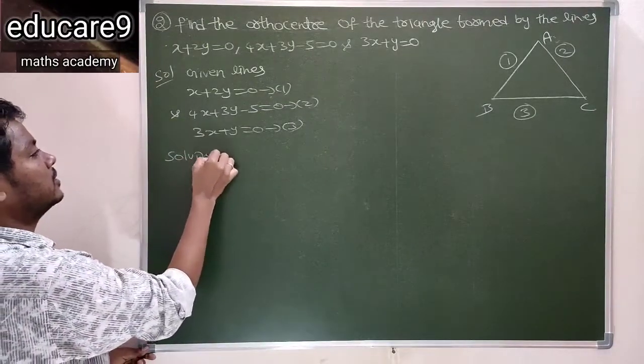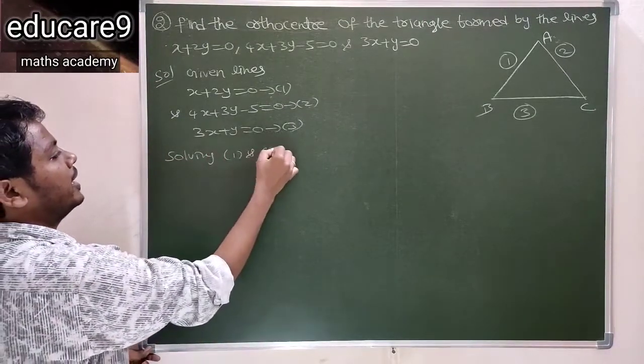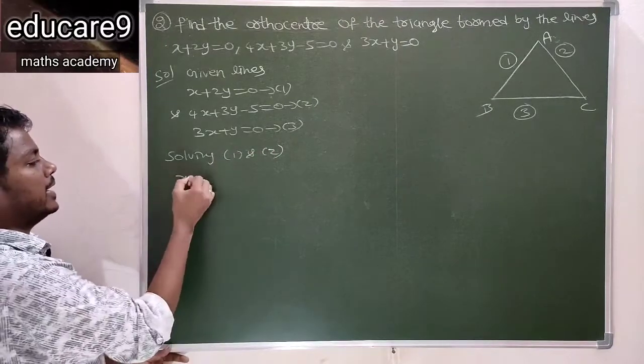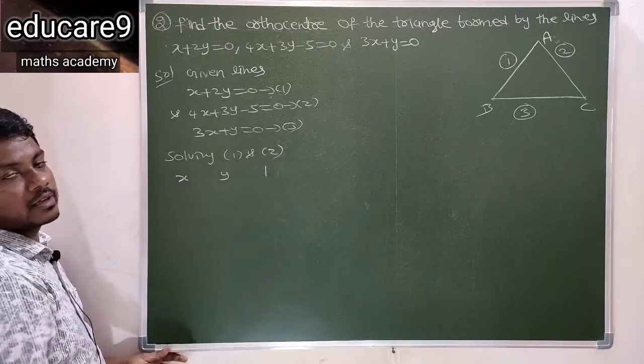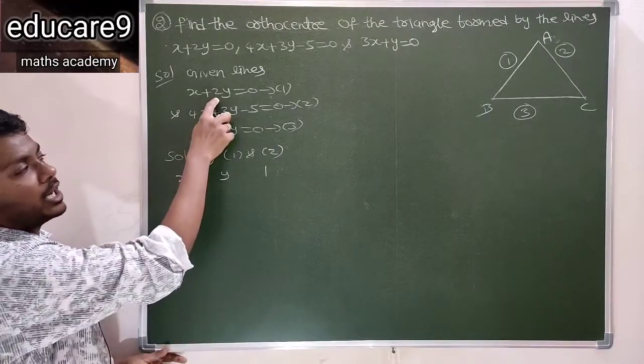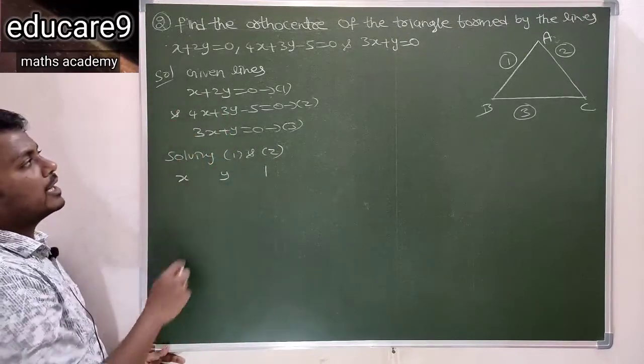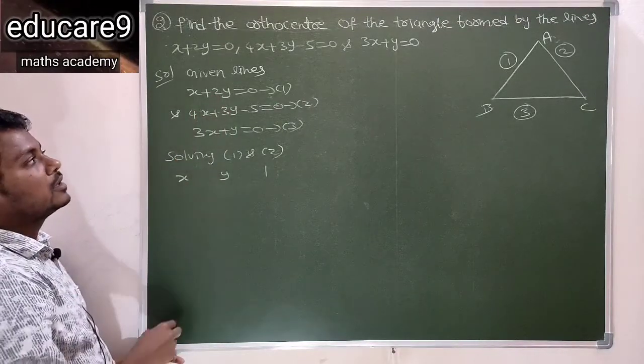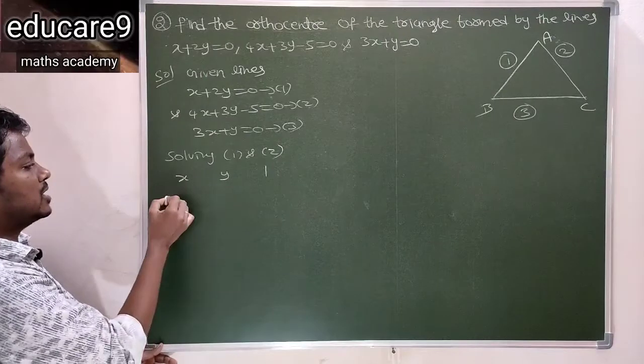Solving 1 and 2. Okay. Now see here x, y, constant. And write from the second element. See here and start from the second. So here start from the second term, that is 2.